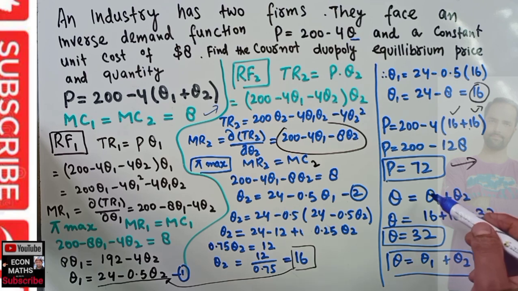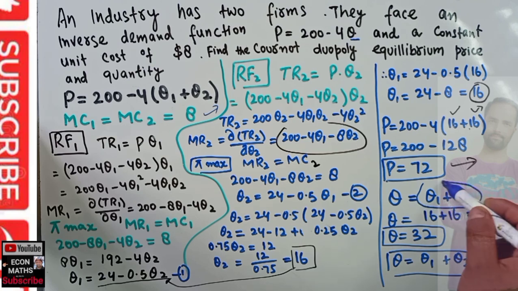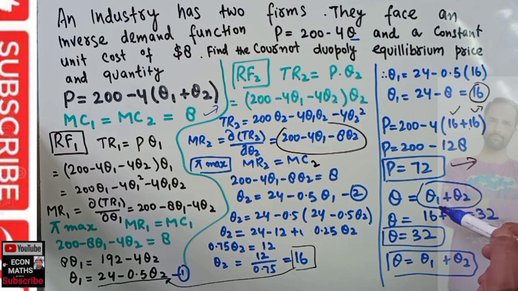The total quantity in this market, that is the equilibrium quantity, will be equal to the summation of the quantities of firm 1 and firm 2. That means Q will be equal to Q1 plus Q2. So Q1 is 16, the output decided by firm 1, and Q2 is also 16, the output decided by firm 2. So the equilibrium quantity will be equal to 32. Okay, I hope I make myself clear in this video.